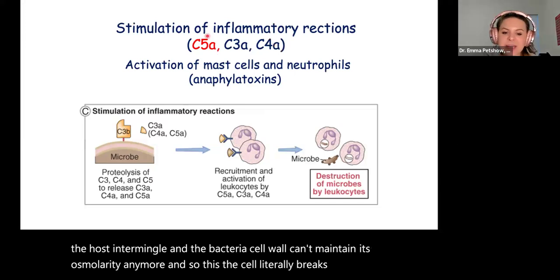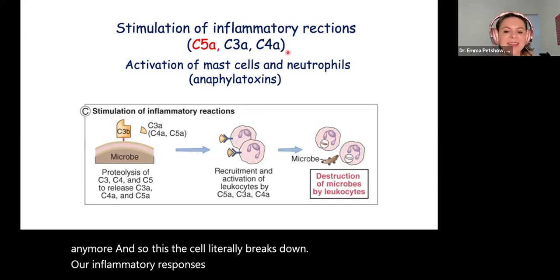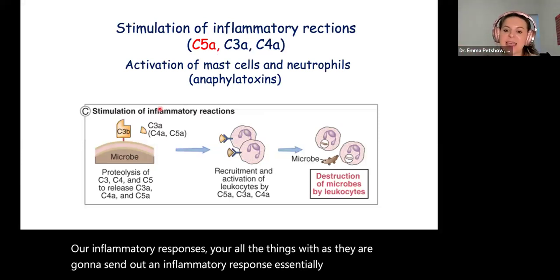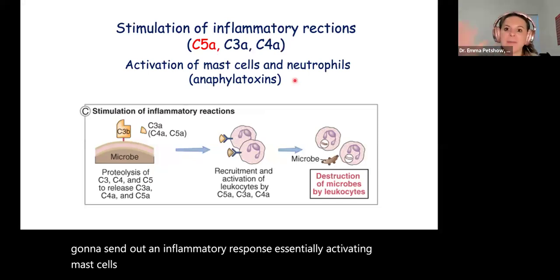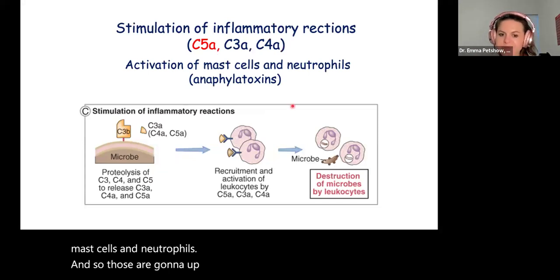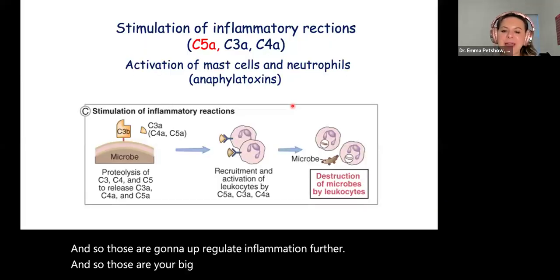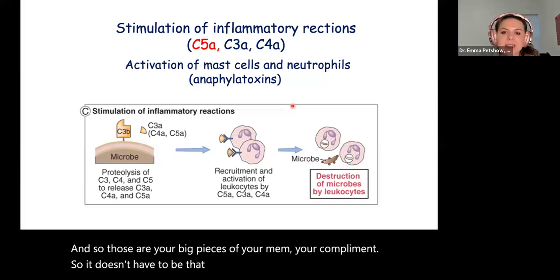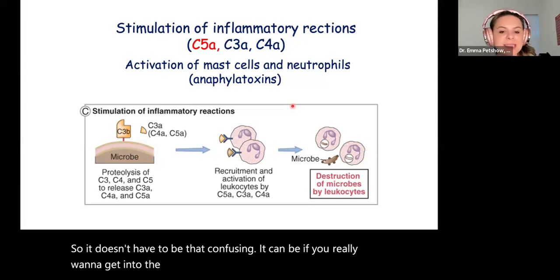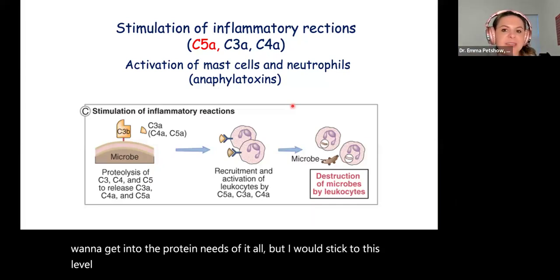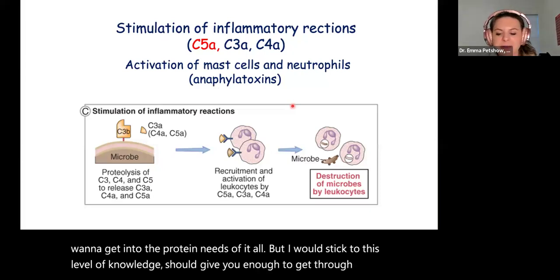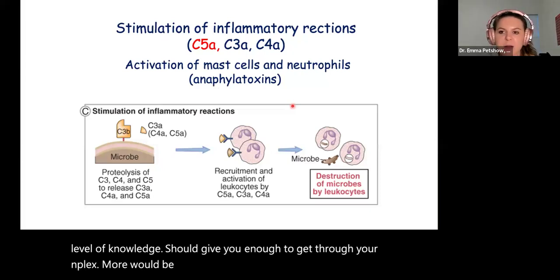Our inflammatory responses, all the things with A's, are going to send out an inflammatory response, activating mast cells and neutrophils. And so those are going to upregulate inflammation further. And so those are the big pieces of complement. It doesn't have to be that confusing. It can be if you really want to get into the protein weeds of it all, but I would stick to this level of knowledge, which should give you enough to get through your NPLEX. More would be a graduate level immunology class for an immunologist.